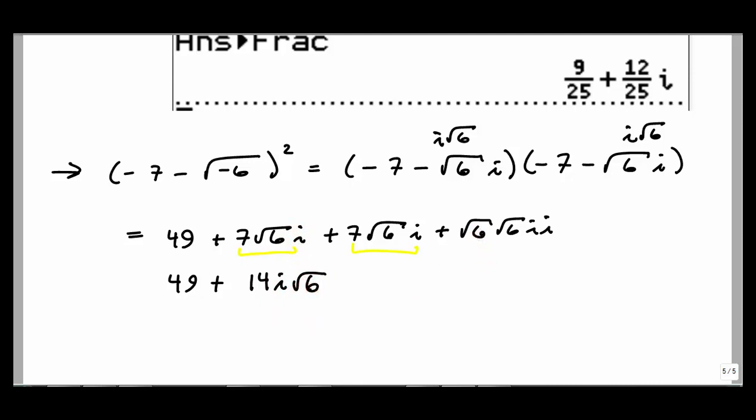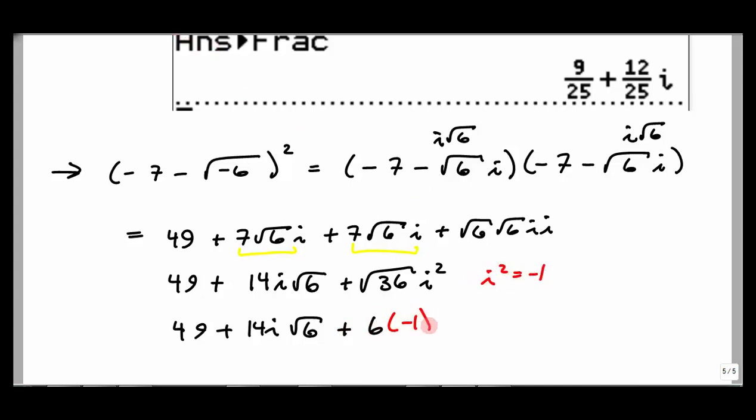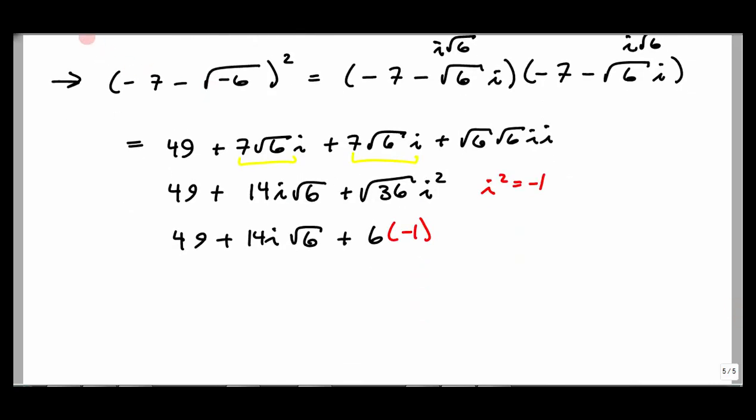And then over here we have the square root of 6 times the square root of 6, which is 6. But if you're not sure about that, you can think about it as the square root of 36. And of course, in our next step, we would know that the square root of 36 is just 6. Now again, i squared is equal to negative 1, so we can plug that in here. So I have 49 minus 6 is 43 plus 14i square roots of 6.